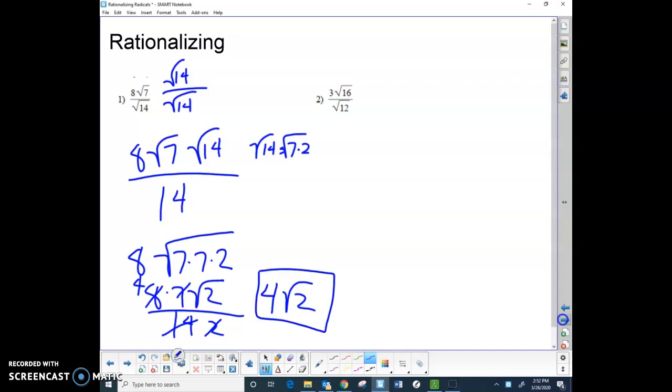All right, number 2. So same thing again. I looked at this one. There wasn't anything I could simplify, but this one there actually is. The square root of 16 is obviously 4. So we actually have on top 3 times 4, or 12.